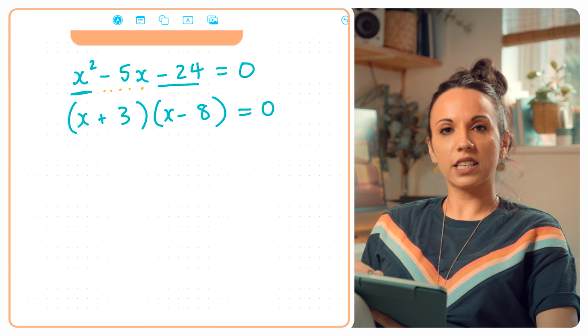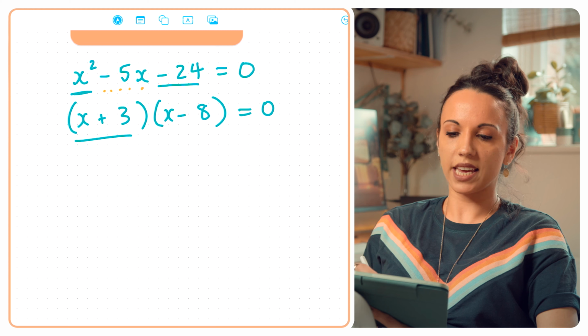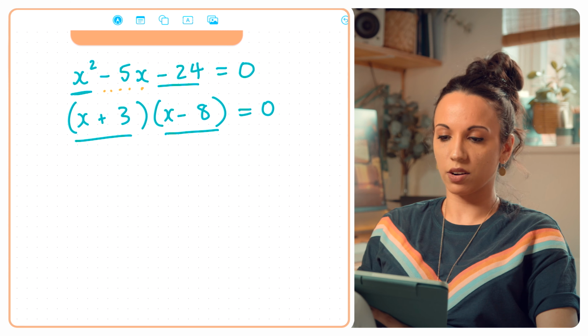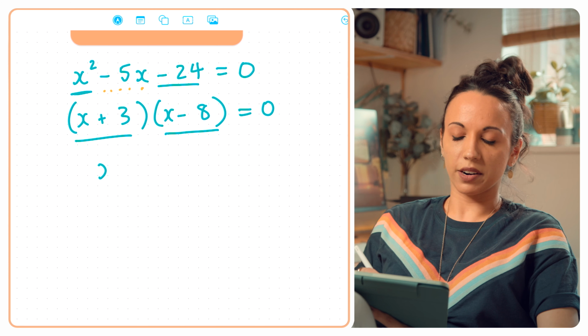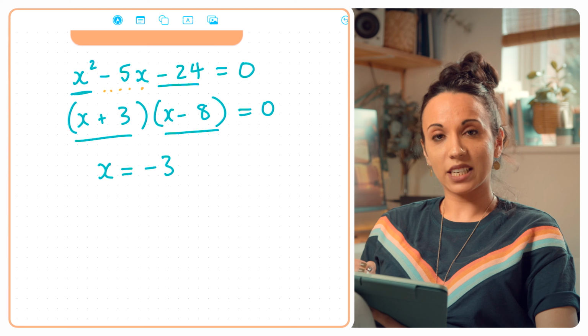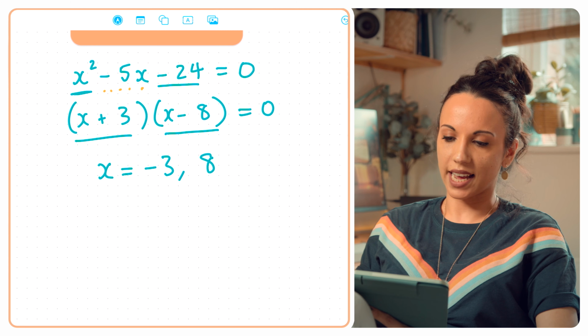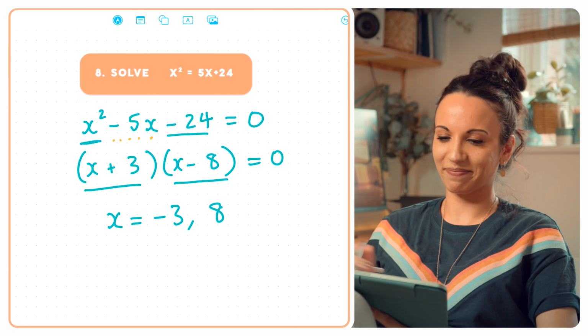So if you've got 2 things that multiply together to give 0, at least one of them has to be 0. So either x plus 3 equals 0 or x minus 8 equals 0. If x plus 3 equals 0, then x has to be minus 3. And if x minus 8 equals 0, then x has to be 8. So our answer to solving this is x is minus 3 or 8.